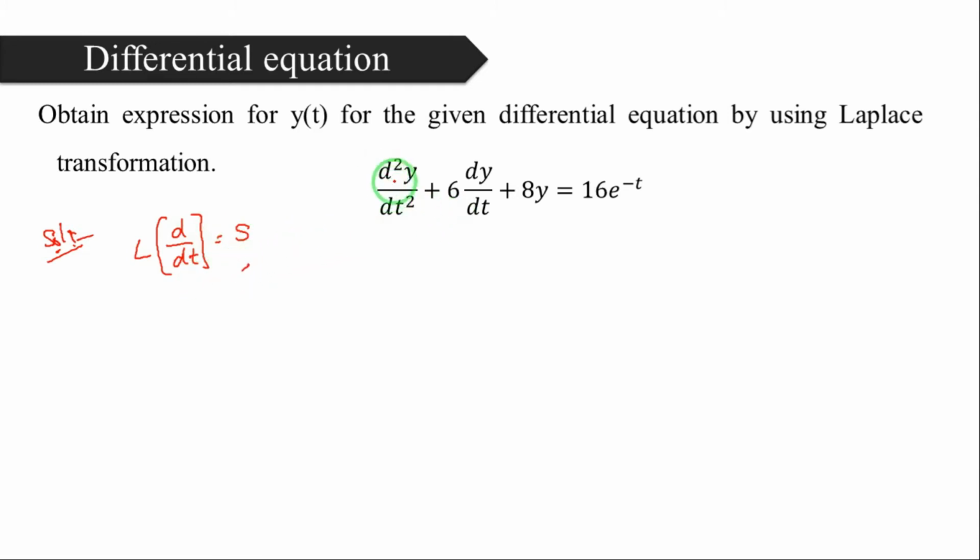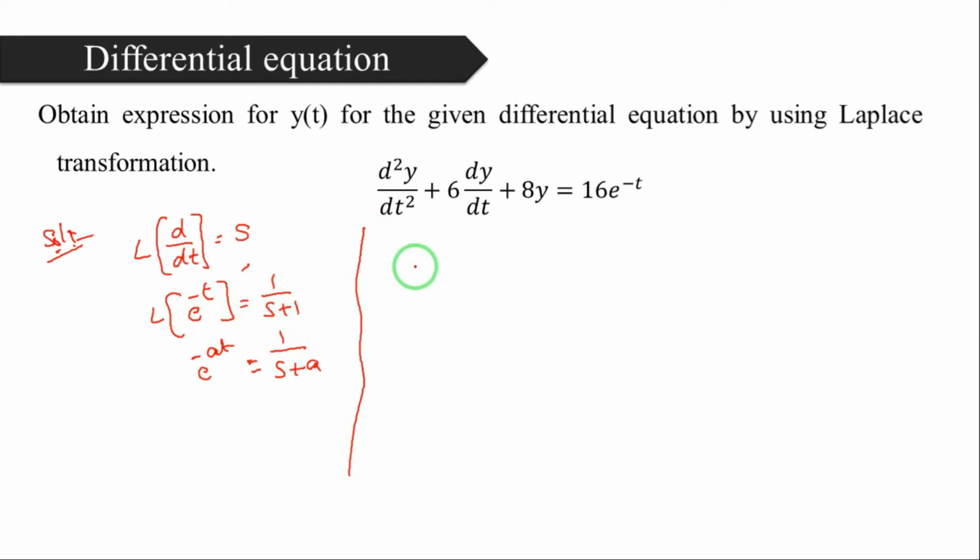Next, see here. The Laplace transformation of d square y by dt square is s square. And what is the Laplace transformation of e power minus t? For example, the Laplace transformation of e power minus at is 1 by s plus a. From this formula you can write 1 by s plus 1 as the Laplace transformation of e power minus t. Now we will go to the solution.